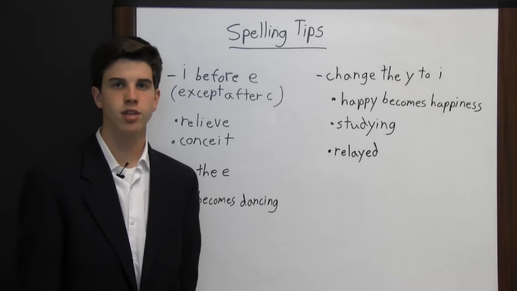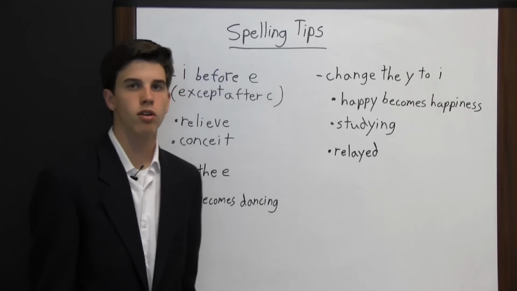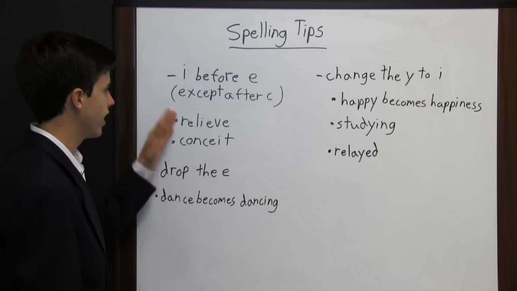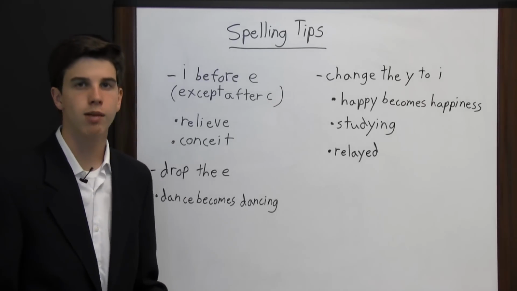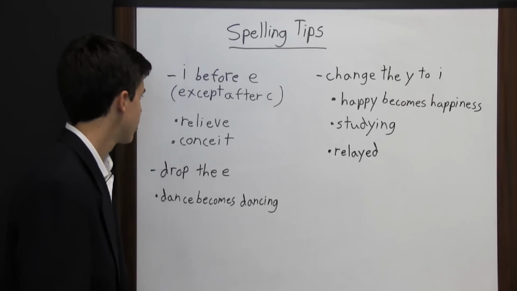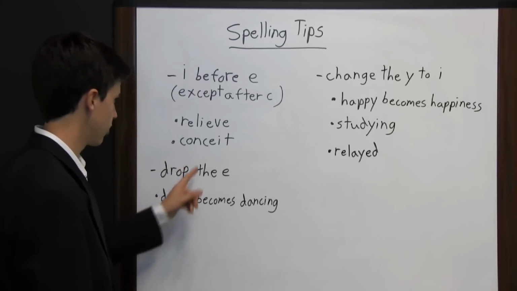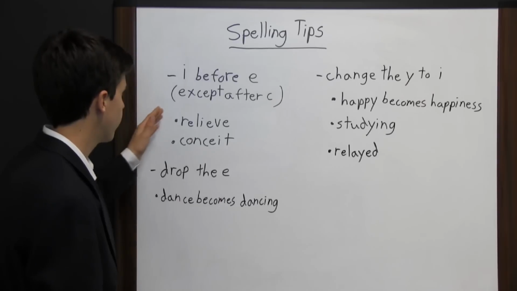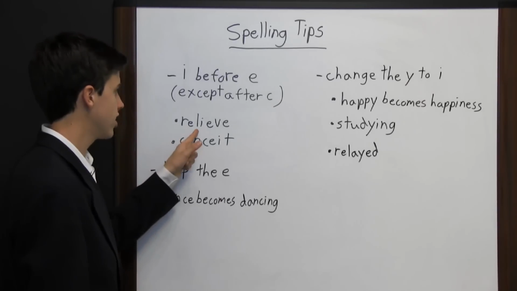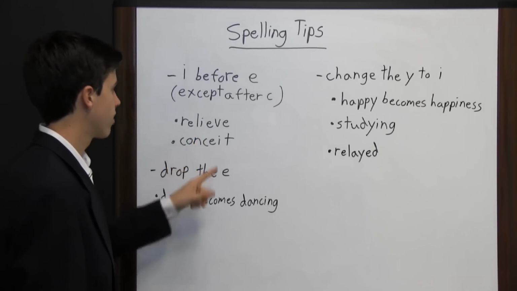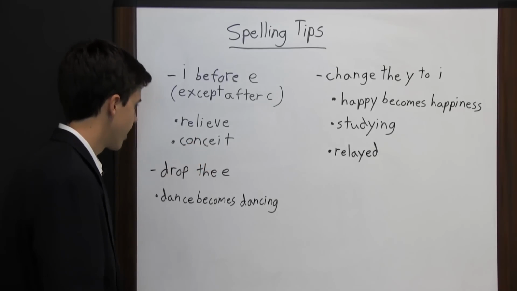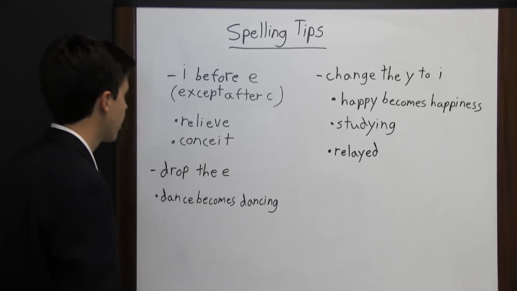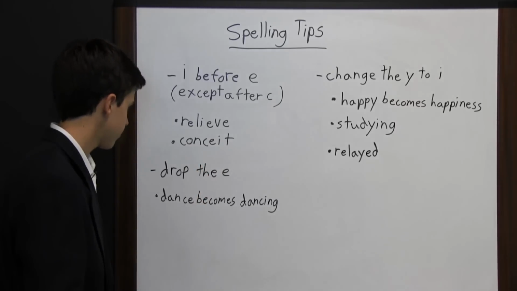So I've written a few tips up here on the board to help you remember how to spell some words correctly. So the first tip is I before E except after C. And that rhymes, so you can remember that easily. So if you look at the word relieve and you're wondering whether to put the I or the E first, just remember the I, and it says I before E except after C. There's no C before it, so I must come before E. The next word is conceit. There is a C right here, so in this case, E is going to come before I.